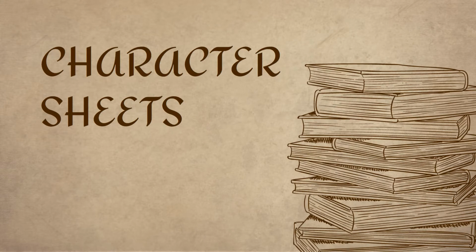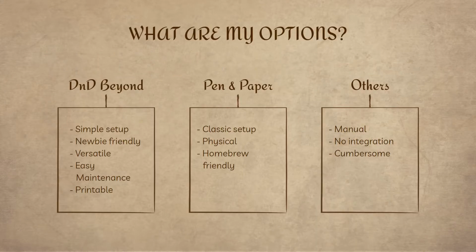For those unfamiliar, a character sheet is essentially a piece of paper that you jot down all your character's stats. If you do it the traditional way, you'll probably be printing a template or something, and you just jot down the stats there. But if you're going to do it digitally, what are your options? I'm pretty sure there are a lot of options, but the most popular one for digital would be D&D Beyond.